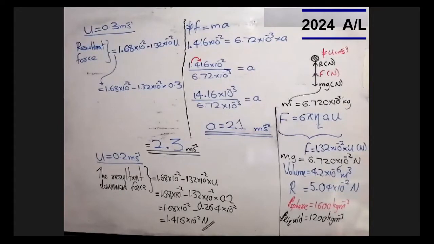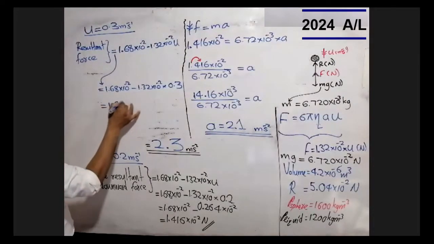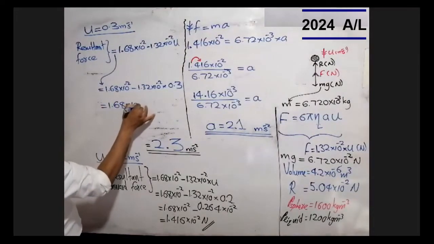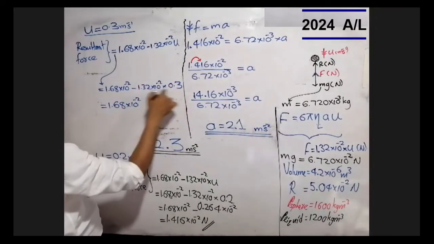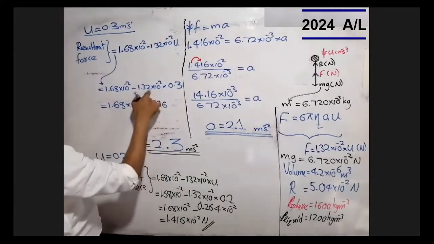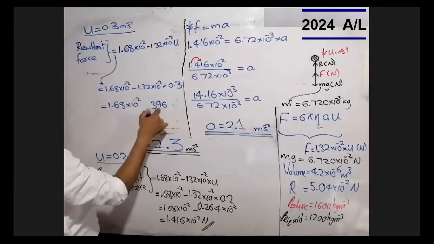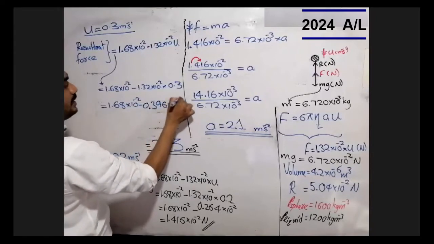So what is the resultant force here? 1.68 into 10 to the power minus 2. 3 times 2 is 6. 3 times 3, 9. 3 times 1, 3. 1, 2, 3 decimal points should be removed. Minus 2 will be there.